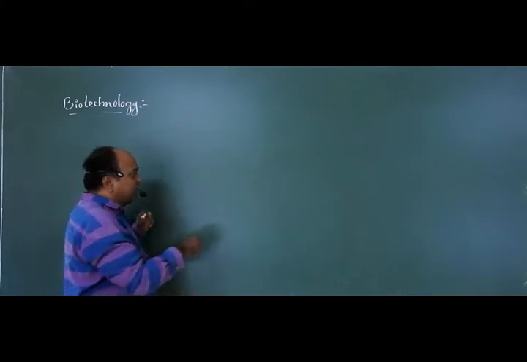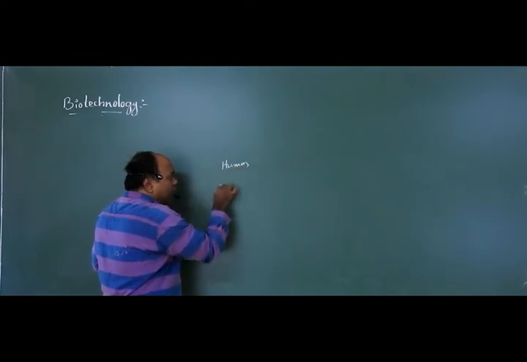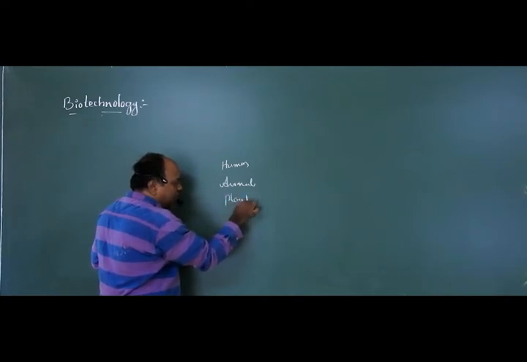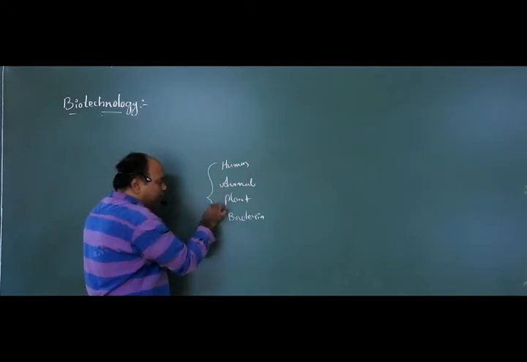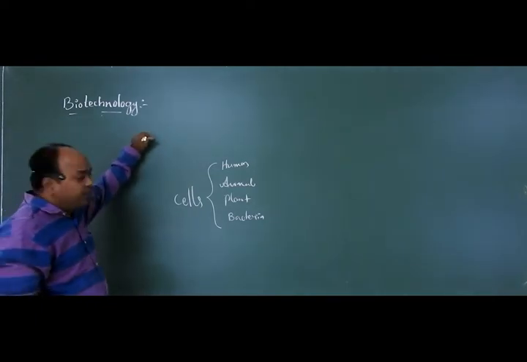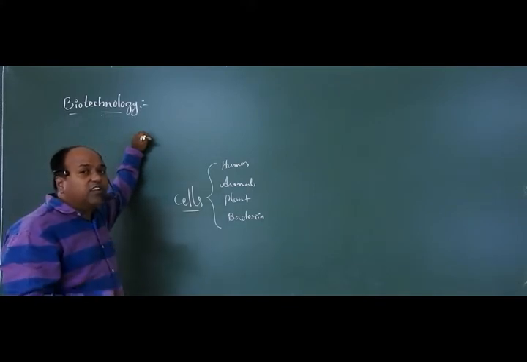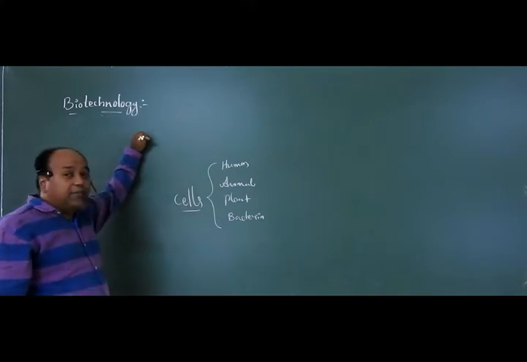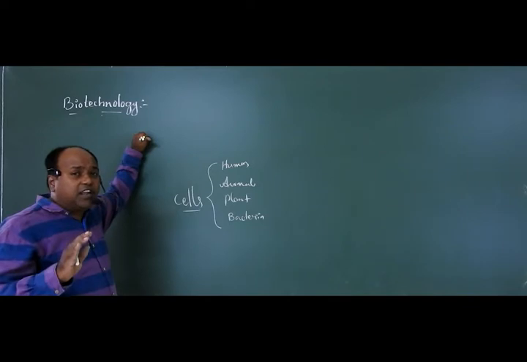We know that every organism, whether it is a human being, another animal, a plant, or a microorganism like bacteria, is made up of cells. What is the structural and functional unit of an organism? That is nothing but the cell. Functional means everything comes under this only.